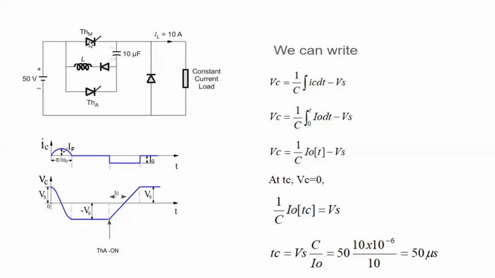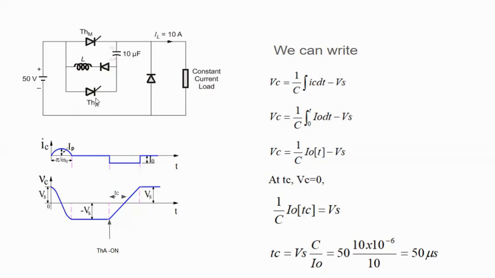For making the thyristor THM turn off, we have to turn on the thyristor THA. If we turn on THA at this point, then the polarity of the capacitor, which is now plus on this side and minus on this side, will appear as a reverse bias across the thyristor THM, so that THM will be turned off as soon as the thyristor THA is turned on.